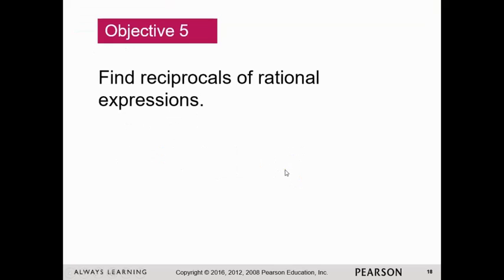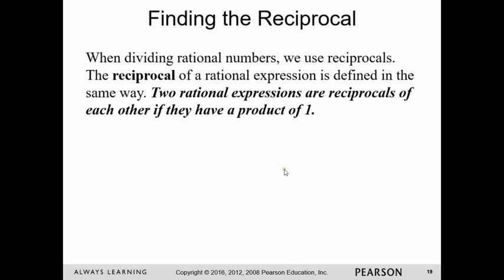So Objective 5, find reciprocals of rational expressions. And we remember what a reciprocal is. Back in grade school when you would divide rational numbers, you used the reciprocal to divide them. Remember, you flip the one on the right and then multiply across. We're going to do something similar with these expressions. So we flip it, right? That's a reciprocal. You flip the numerator and the denominator to get a reciprocal.